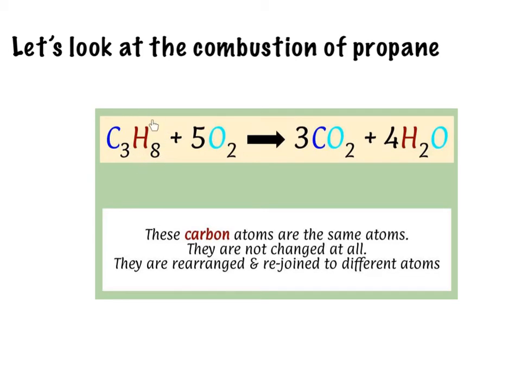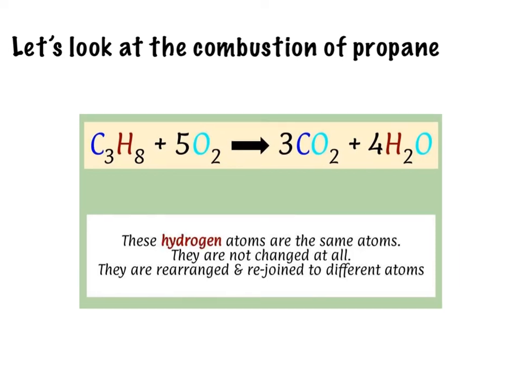We've got 8 hydrogens and we've got 4 times 2, which makes 8 hydrogens. Alright, then we've got 5 times O2, so 5 times 2 is 10 oxygens, and we've got 3 times 2 is 6, and 4 times 1 is 4, so we've got 10 here. So we have obeyed our law of conservation. And this is shown rather clearly as we go through.